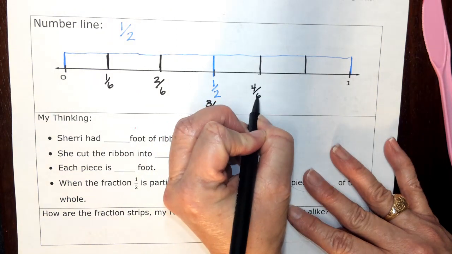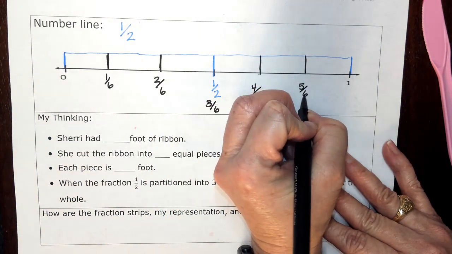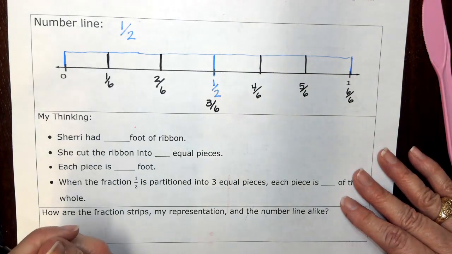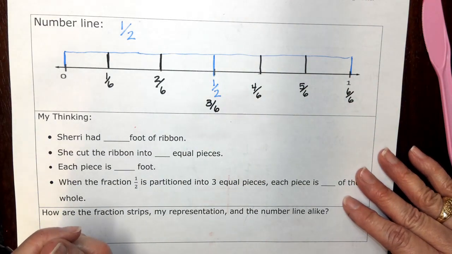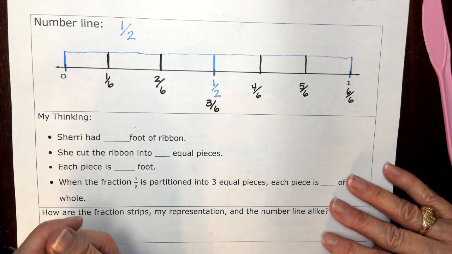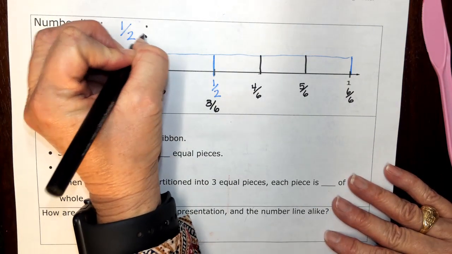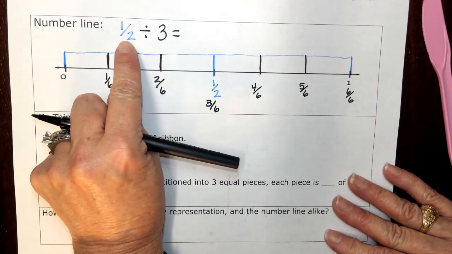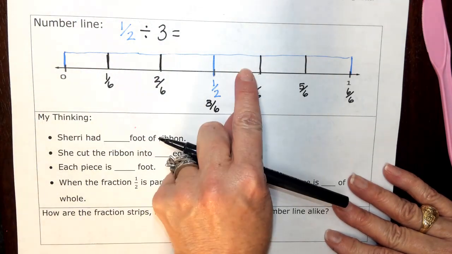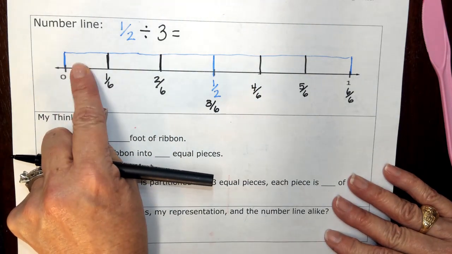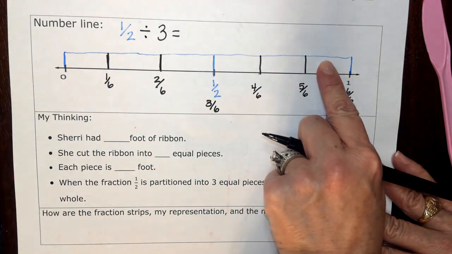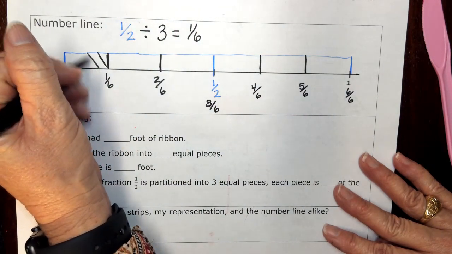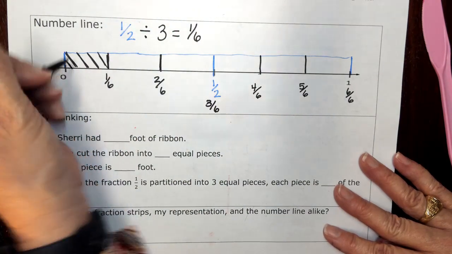4/6. 5/6. And 6/6. 6/6 is the same as 1 whole. Does that make sense? Yes. It should. And we want one of those pieces. So when I take half and I divide it into 3 equal pieces, what is one of those pieces going to be? When we think about the whole foot, it's going to be 1/6. It's going to be one of these pieces right here.